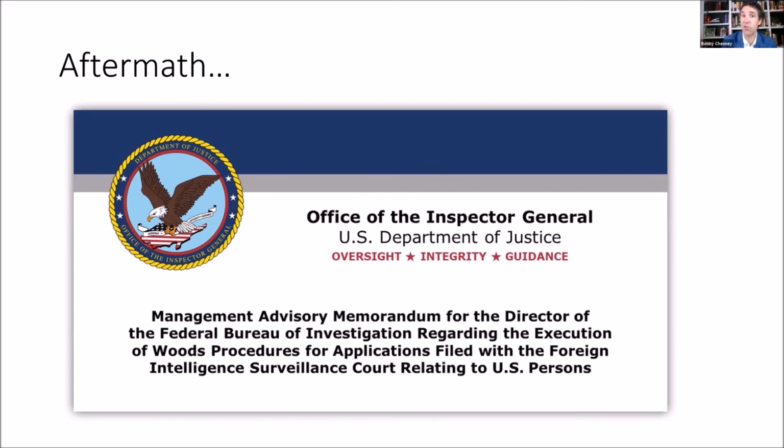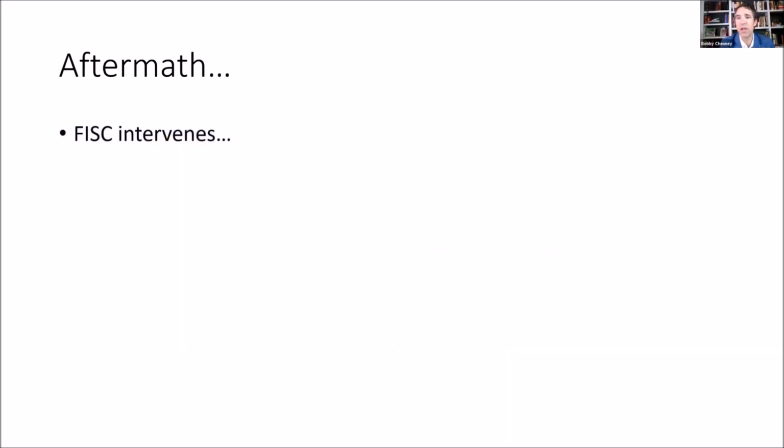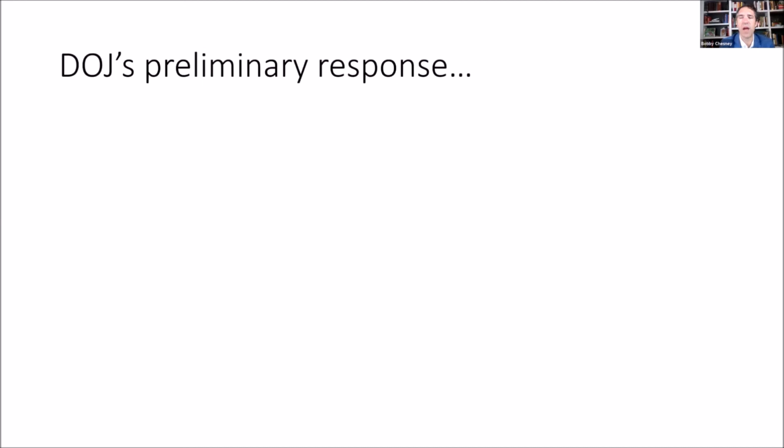Now, DOJ has responded recently by issuing a preliminary response of their own, showing that, yes, there were problems, but the omissions in these cases, at least for the first half of the cases they looked at, were innocuous. They didn't change the outcome. They didn't concern really material facts. There's a lot that's still to come.